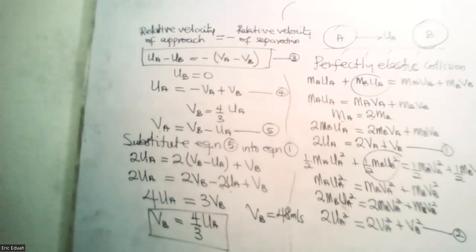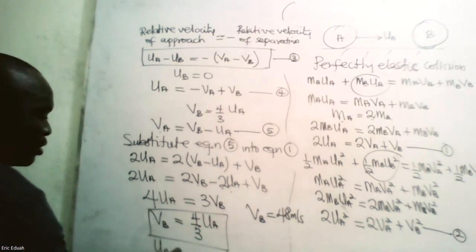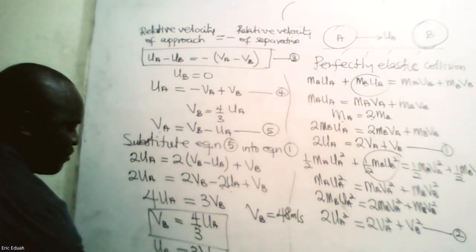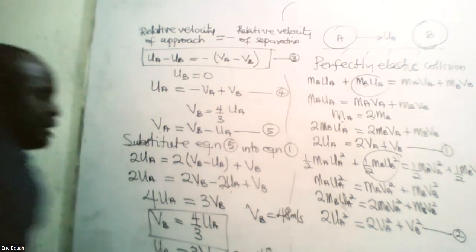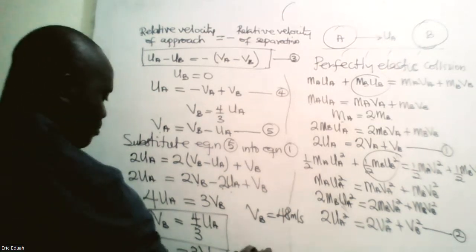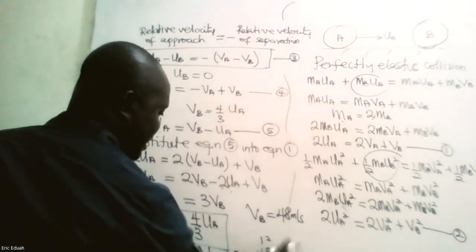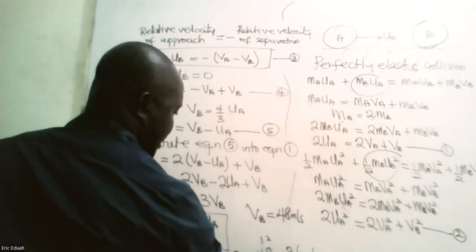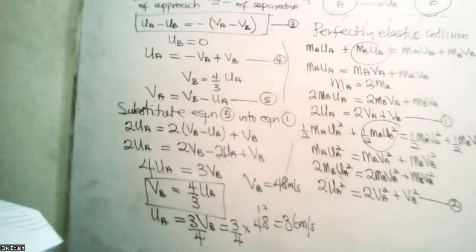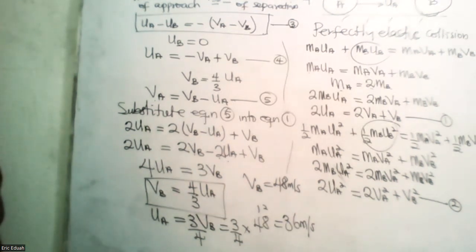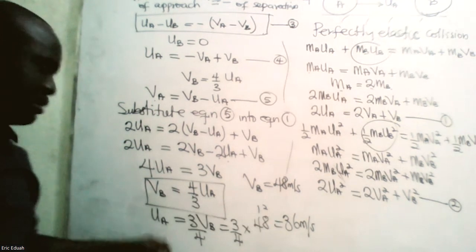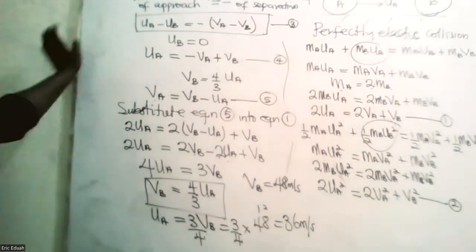So all that we do is to make UA the subject. UA will be equal to 3 times VB divided by 4. So this is 3 on 4 times 48 meters per second. Okay. This is 12, this is 1. So the answer is equal to 36 meters per second. So the initial velocity of A, if B moved at 48 meters per second, would be equal to 36 meters per second. That's the solution to the question.